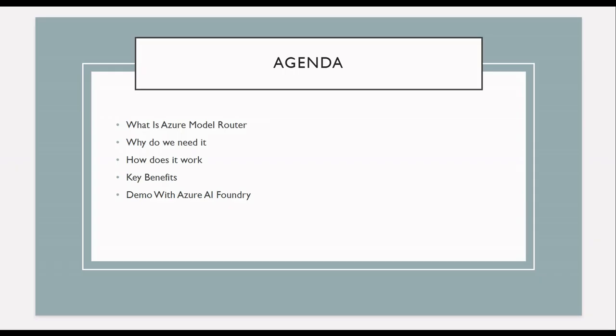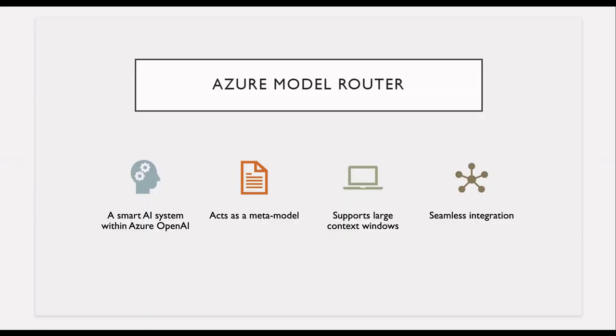I will be speaking about the theoretical part for the next 2 to 3 minutes, and then we will jump on to the demo. So let's first understand what is this Azure Model Router. Azure Model Router is a smart model system within the Azure OpenAI ecosystem that automatically routes the request for the user prompts to the most appropriate underlying model. Or you can think of it as a smart AI system that automatically selects the best AI model to respond to a user's request at runtime.